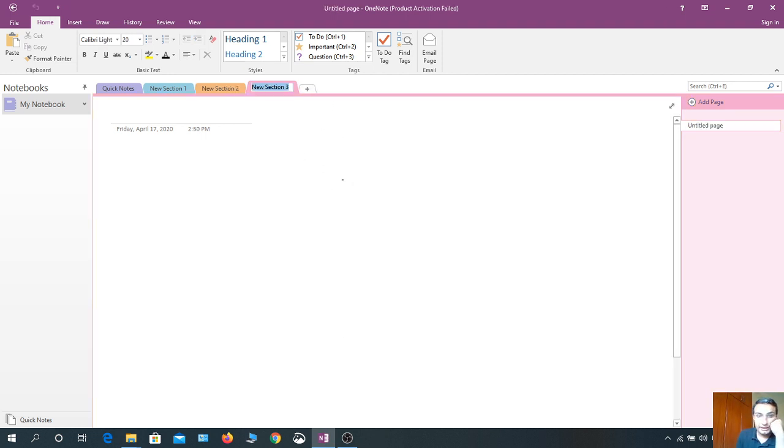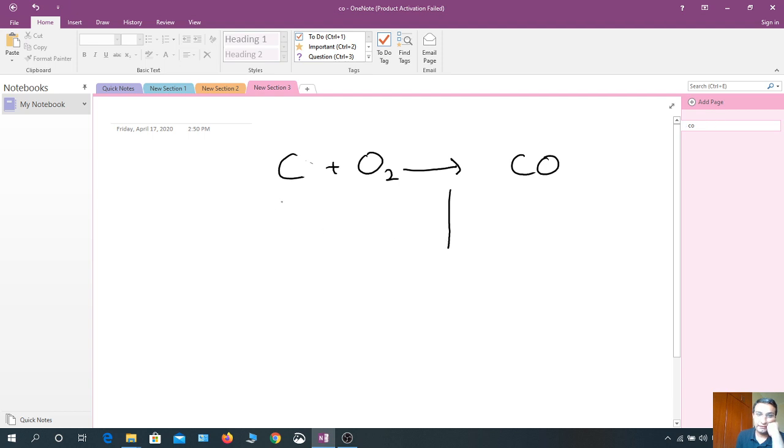In this example, suppose carbon plus oxygen gives, this is the incomplete chemical equation due to the lack of air, carbon monoxide. In this situation, what do I have? 1 carbon and 2 oxygen. In the product side, I have 1 carbon, and how many oxygen do I have? Only 1 oxygen. So carbons are equal, but oxygen are not equal. So what am I supposed to do?